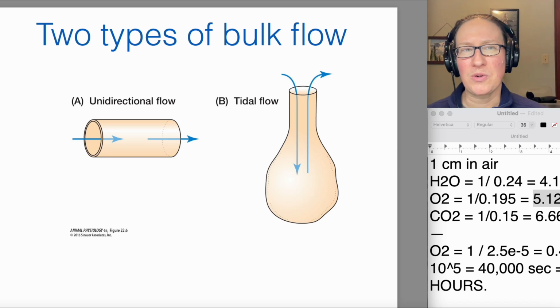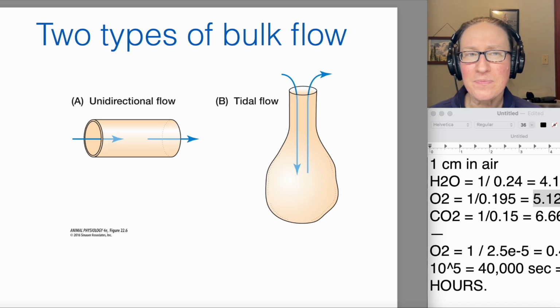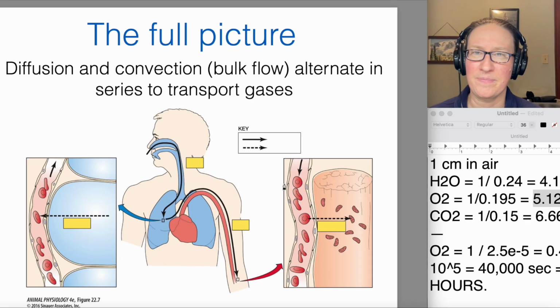Pretty soon we're going to see examples of two major types of bulk flow. Bulk flow can be either unidirectional. We can picture that as being like air or a liquid moving through a pipe in a single direction. Or bulk flow can be tidal in nature. There can be mechanisms that move air or water into a compartment and then back out again. That would be tidal.